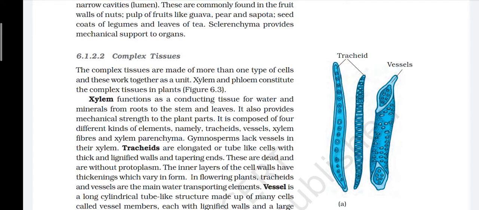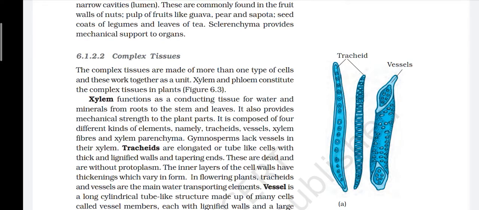Xylem and phloem constitute the complex tissue in plants. Xylem functions as a conducting tissue of water and minerals from the root to the stem and leaves. It also provides mechanical strength to the plant parts. It is composed of four different kinds of elements, namely tracheids, vessels, xylem fiber and xylem parenchyma.